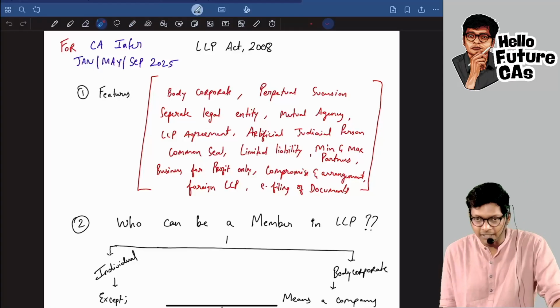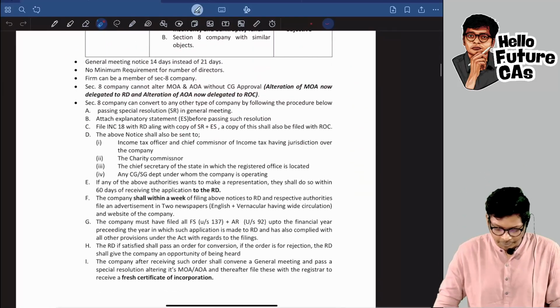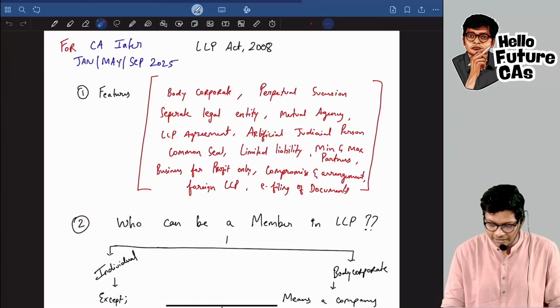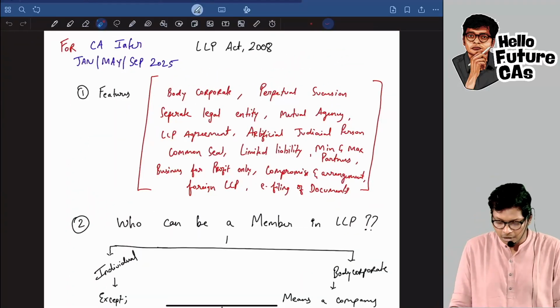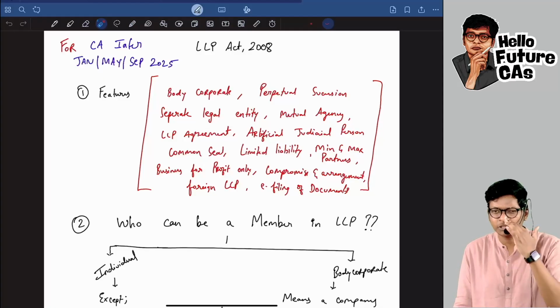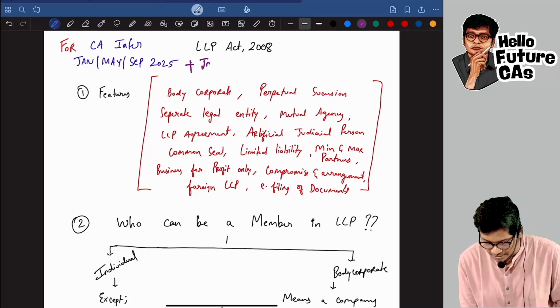What I have done for this act alone, instead of giving printed material like this for you guys, we always used to have handwritten notes for LLP. Now here also this is a handwritten note applicable for your exams because there are no amendments. In fact, I can also tell this is applicable if you're writing in Jan 2026.